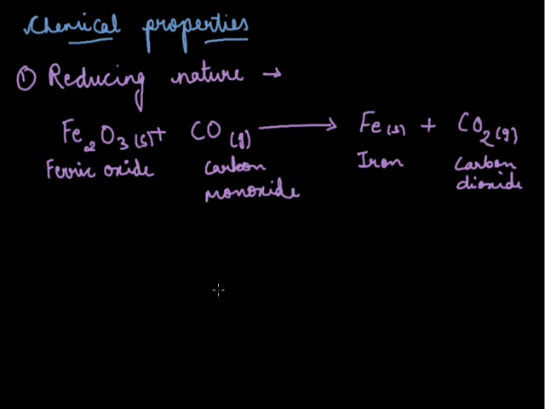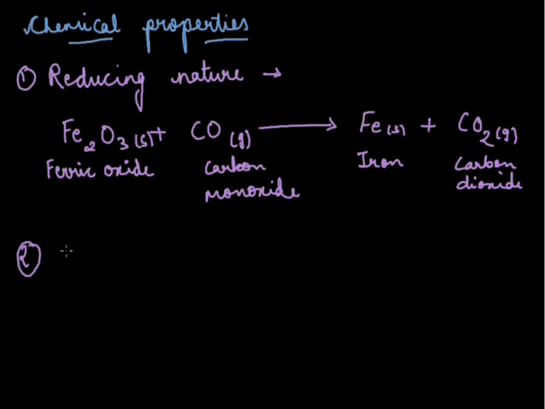So this is the reducing nature. Similarly, it is used for many other metallurgical processes where it acts as a very good reducing agent, and there it converts the oxides into the reduced metal. This is a very important chemical property of carbon monoxide.